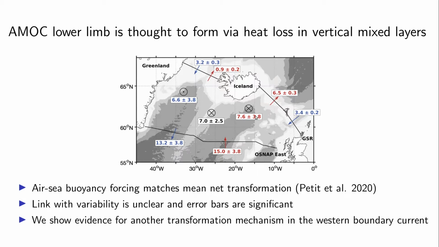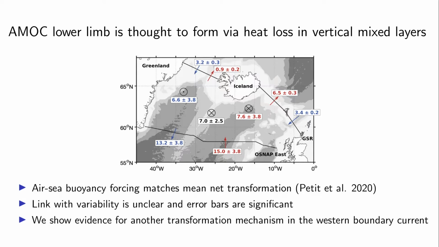However, the link with variability is pretty unclear in this study. So they found in the mean that these numbers match up, but they need to invoke large storage and can't quite explain the time variability. I also wanted to point out that there's pretty big error bars on all of these numbers here in the center.